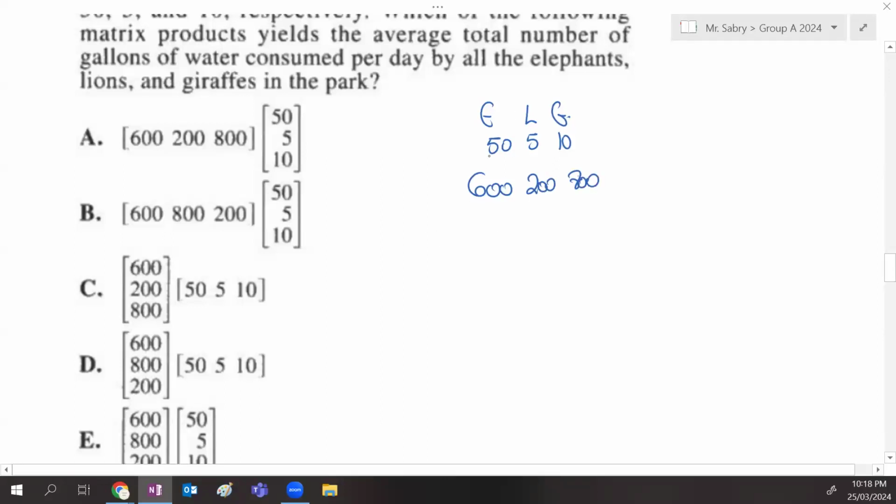So what I'm trying to do now is multiply the 50 by the 600, plus the 5 by the 200, plus the 10 by the 800. See which of these matrices would give me that. Remember, when we multiply matrices, we multiply rows times columns. If you check the very first option, I'll actually do 600 multiplied by 50, which is correct for the elephants. Now for the lions I'll do 200 multiplied by the 5, that's correct for the lions. And for the giraffes, I'll do 800 multiplied by the 10. So it's correct for all three, and I should add them all up. So A is the correct answer. Does that make sense?